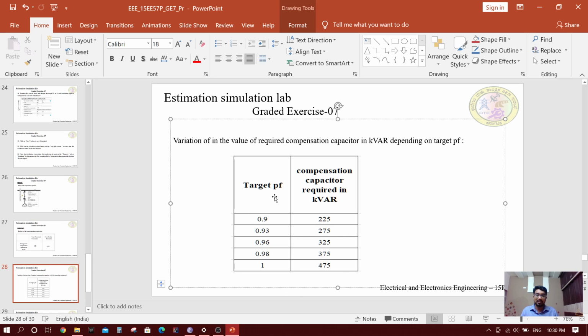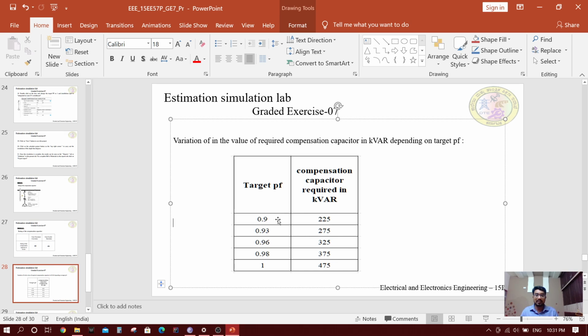Finally, when the target power factor was set to 1 or unity, the value of the compensation capacitor changed to 475 kVAr. As you can see, the value of the target power factor has gradually increased. Similarly, the corresponding compensation capacitor value has also increased.